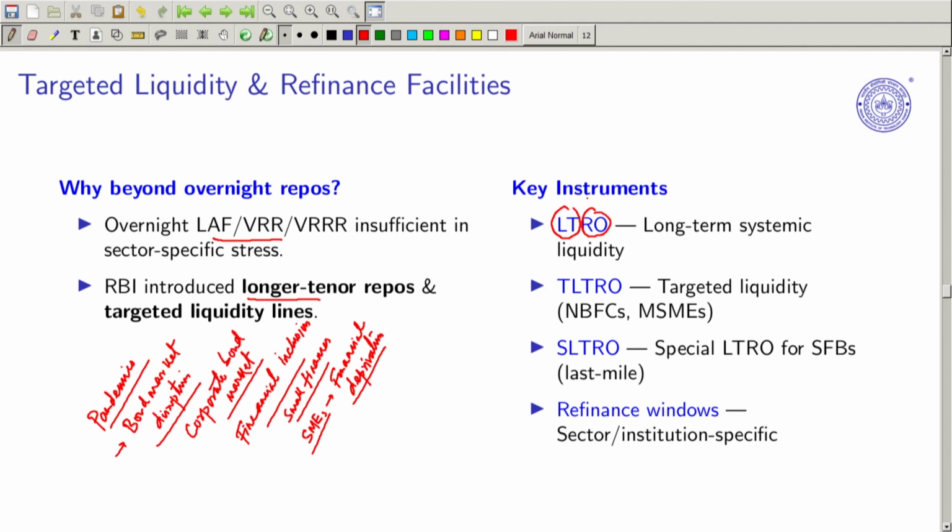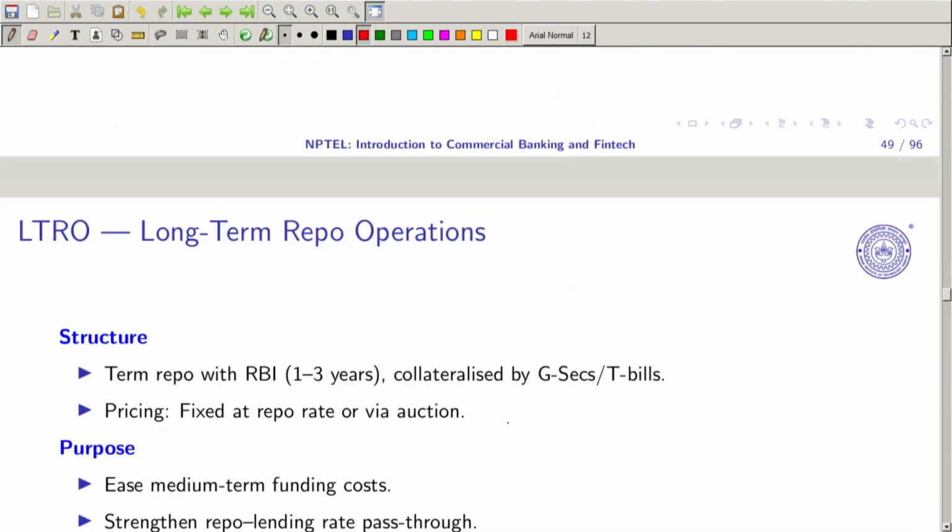Then here we have the targeted long-term repo operation. This could be for MSMEs or any other purpose. Then here we have the special long-term repo operation. This could be for financial inclusion and other purposes. So small finance banks were given support, right? And there were also the refinance windows wherein institution-specific guidelines and institution-specific support were provided. So this is how it worked.